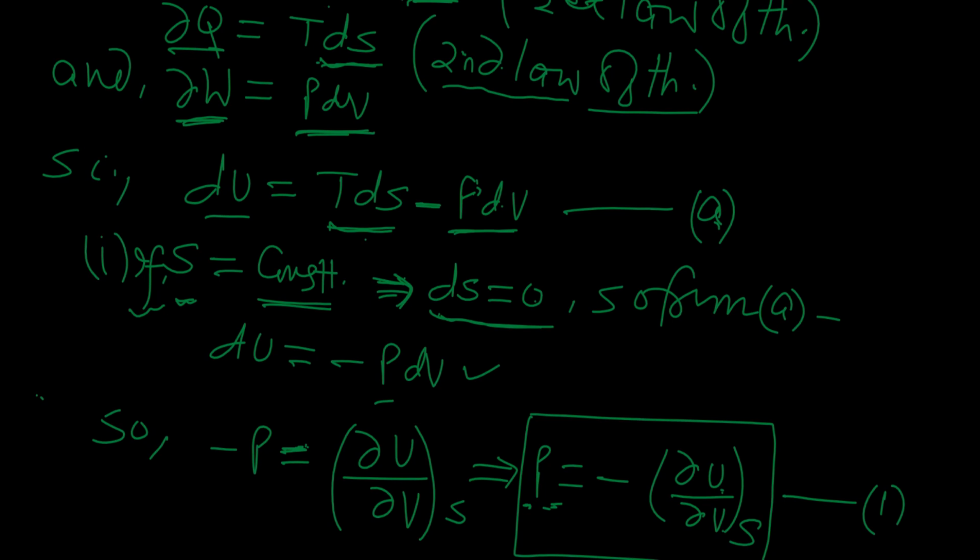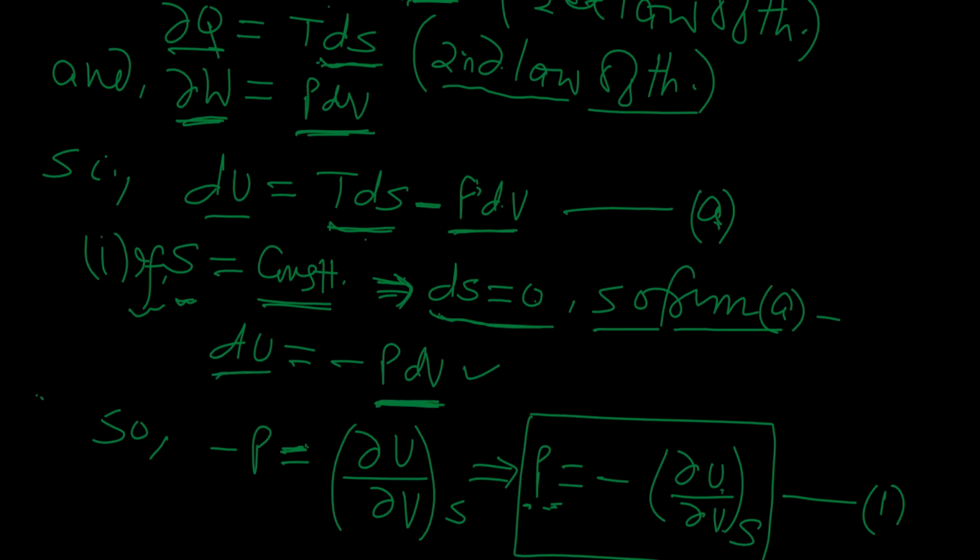Now let us substitute this value of ds in equation A. That is, when entropy S is constant, in that condition, what will be our equation A? In that condition, from A, we will have du is equal to minus P dV. du equal to minus P dV.